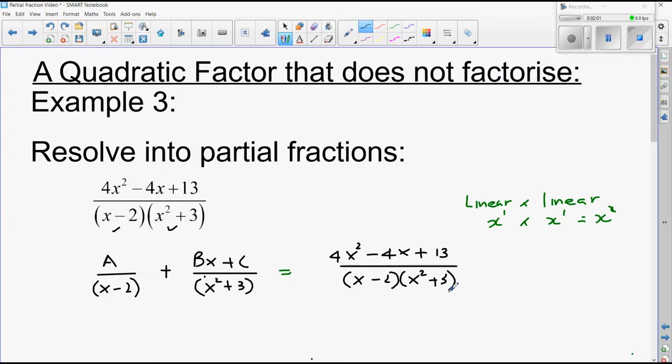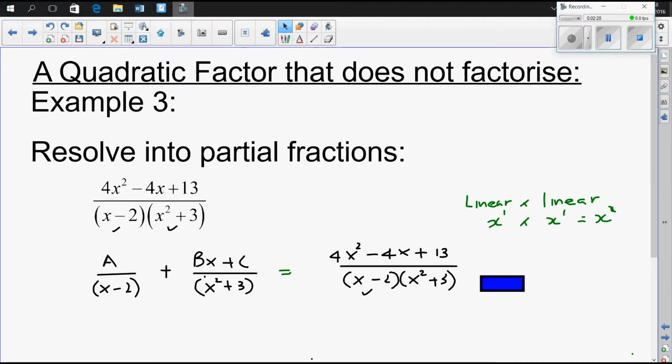Now, I can immediately find my LCD and try to find the values of a, b, and c. But once again, if you have 3 unknowns in your numerator, rather try and use the cover-up method for any of the linear factors in your denominator to help you find one of the values of your numerator. So I can only use the cover-up method for the linear factor x minus 2, and if I do that, I will find the value of a. So once again, I know that if x minus 2 is a factor, then x equals 2 must be substituted into the fraction. So I cover up x minus 2 and I substitute x equals 2 in the other values of this fraction.